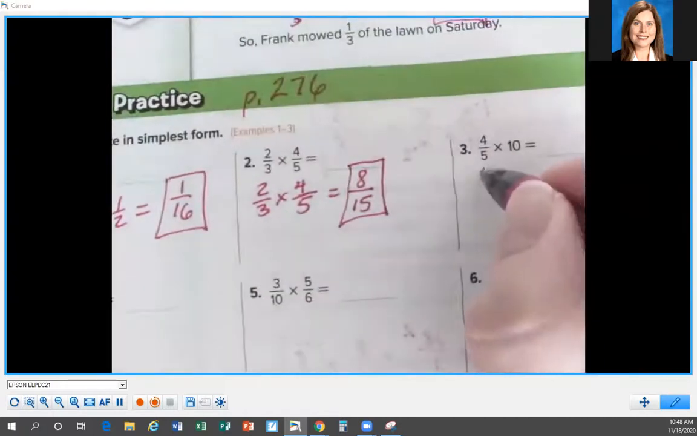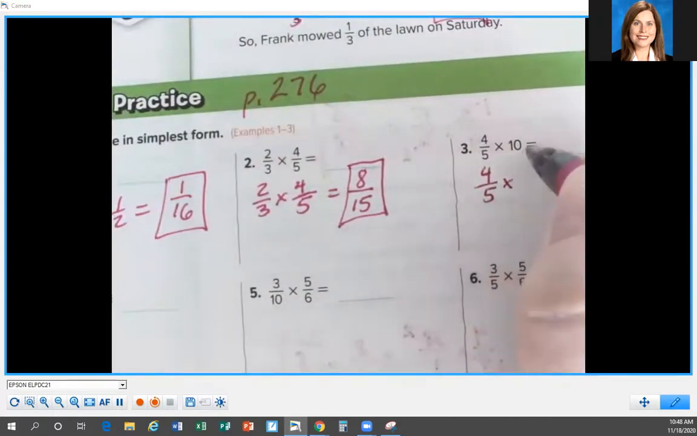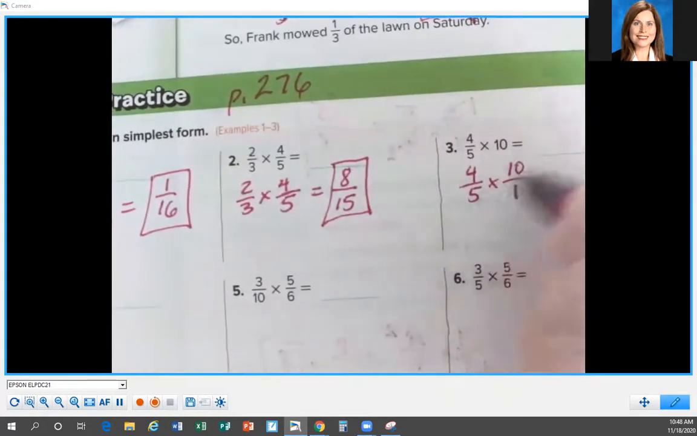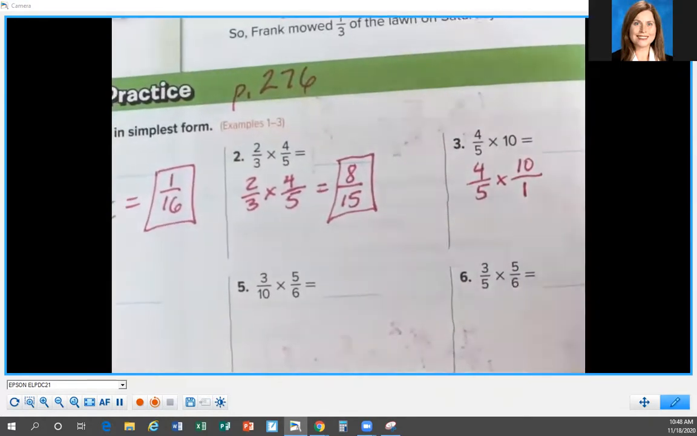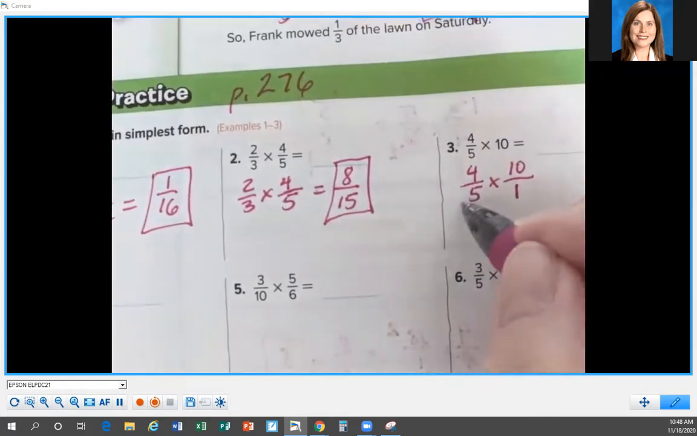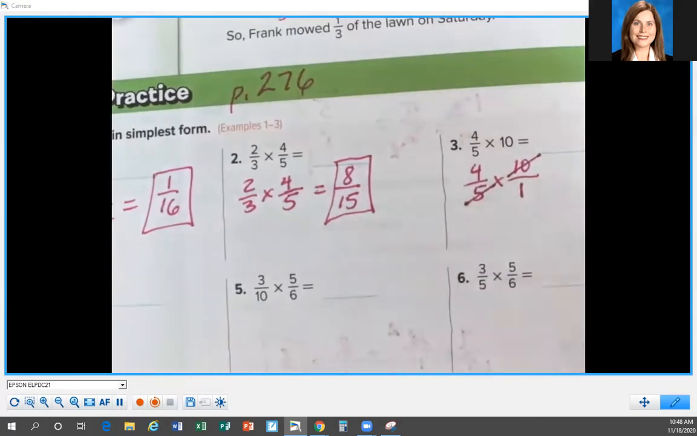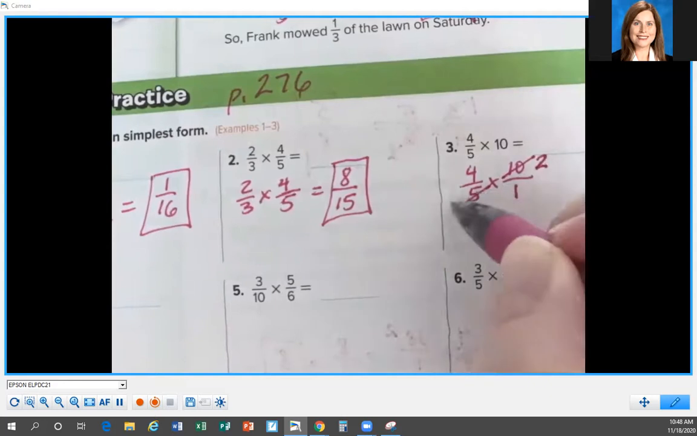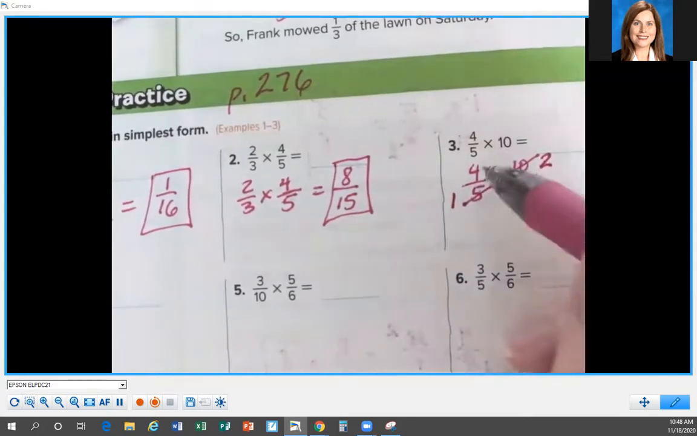We have 4/5 times 10. I'm going to write my 10 as 10/1. So first, I notice that I can cross cancel here. 5 and 10 are both divisible by 5. 10 divided by 5 is 2. 5 divided by 5 is 1.